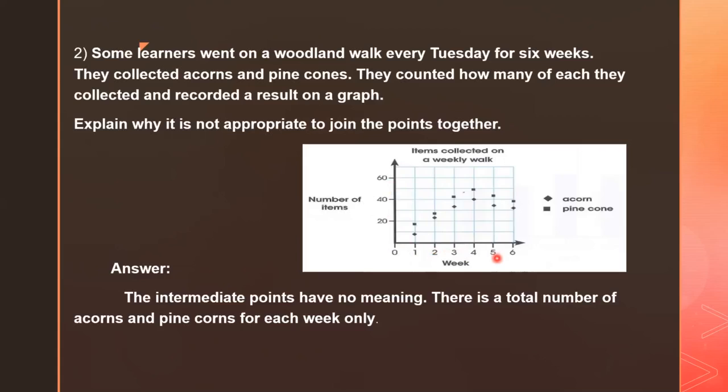Here, the intermediate points have no meaning. Why? There is a total number of acorns and pine cones for each week only. They mentioned a weekly walk, every Tuesday for 6 weeks. So there is a total number of acorns and pine cones for each week only. So we can't understand what data they have actually given. It is not appropriate. When we get a graph, every piece of information should be crystal clear in the graph.